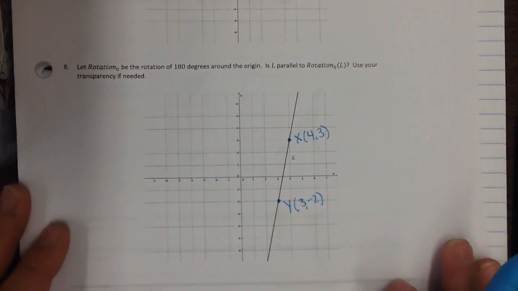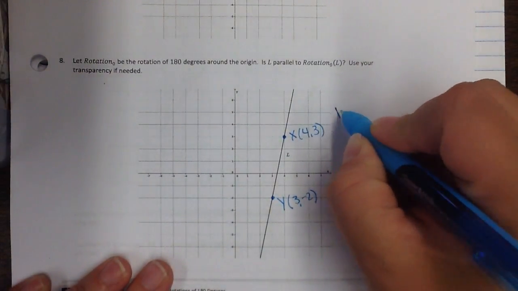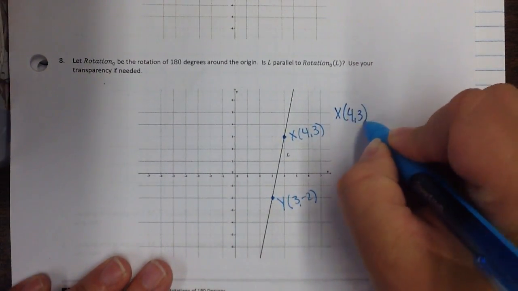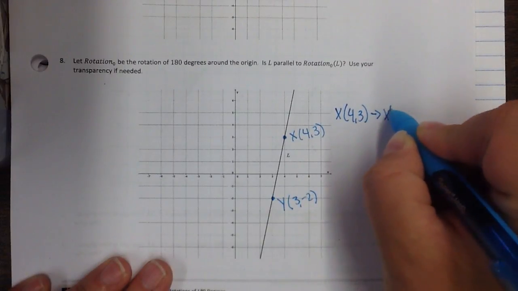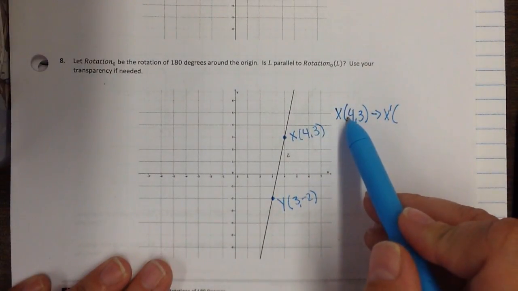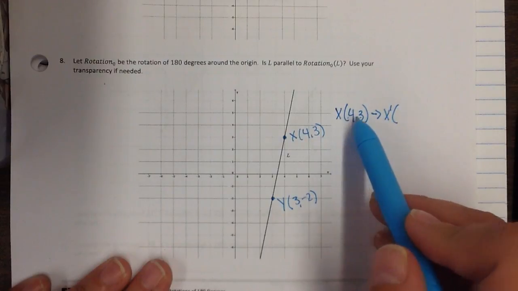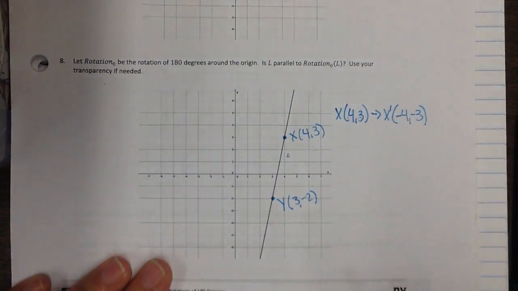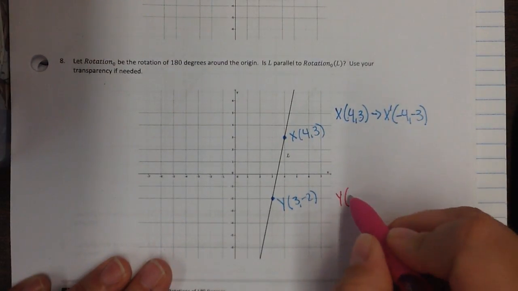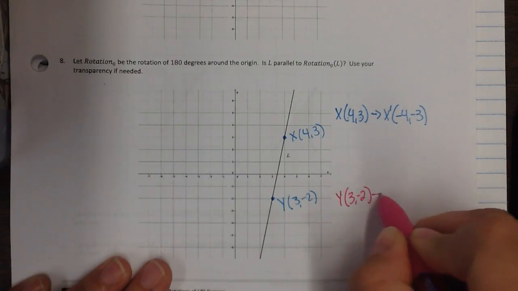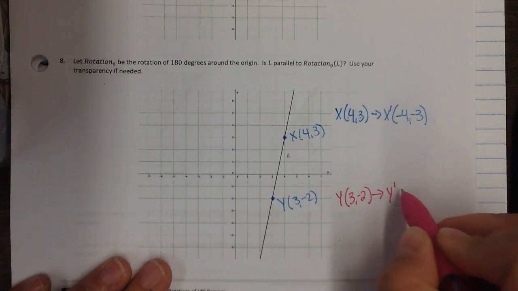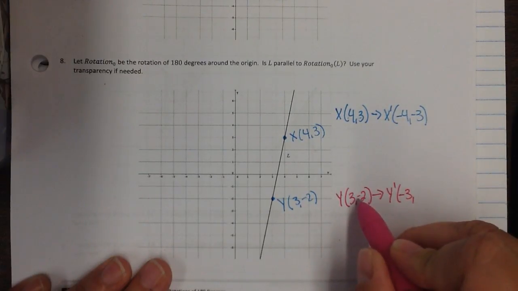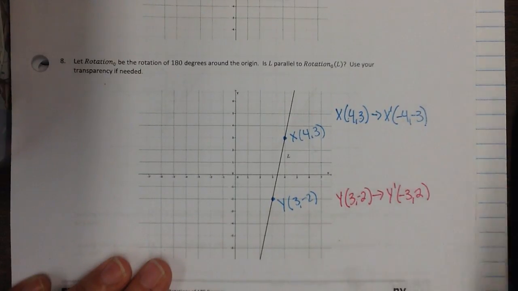So I'm going to start with X first. So X is at 4, 3, and it's going to become X prime. And we're just going to change the sign of both of those letters so they're both positive. So we're going to get -4, -3. And then I'm going to do the same thing for Y. Y is 3, -2. I'm going to change the sign and it's going to become Y prime. So this is a +3, so it becomes -3. This is a -2, so it becomes +2.